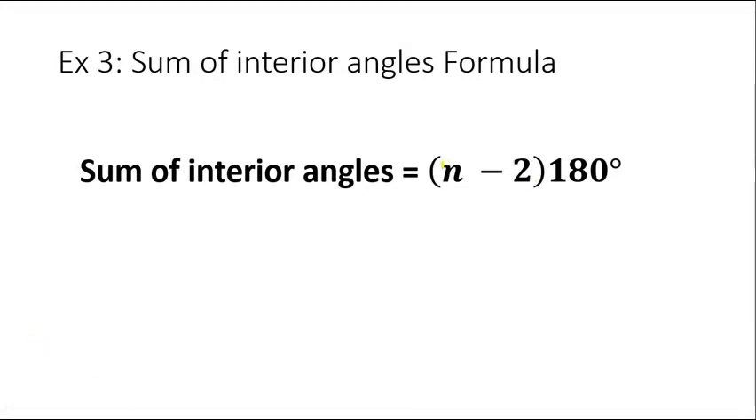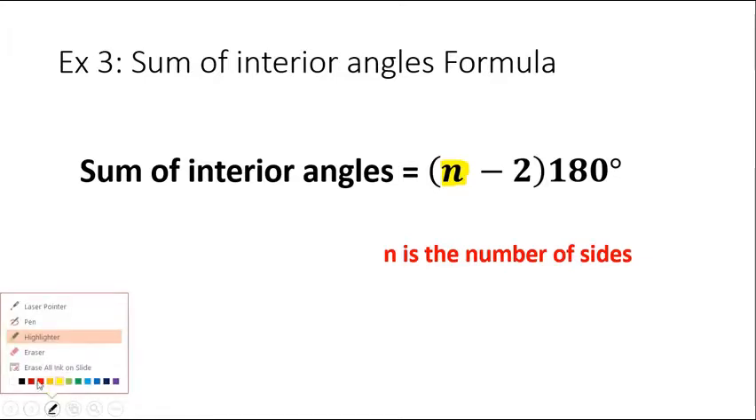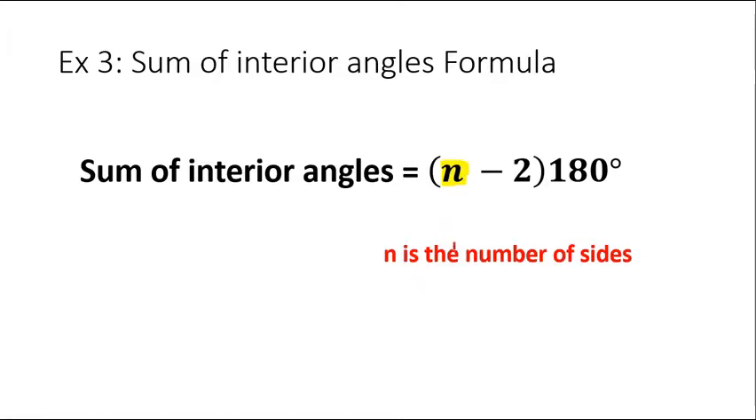And this value of n, we say that n is the number of sides. So you just count the number of sides the shape has, you put it into the formula, subtract 2, and multiply by 180 degrees, and that tells you what all the angles on the inside of the shape add up to.